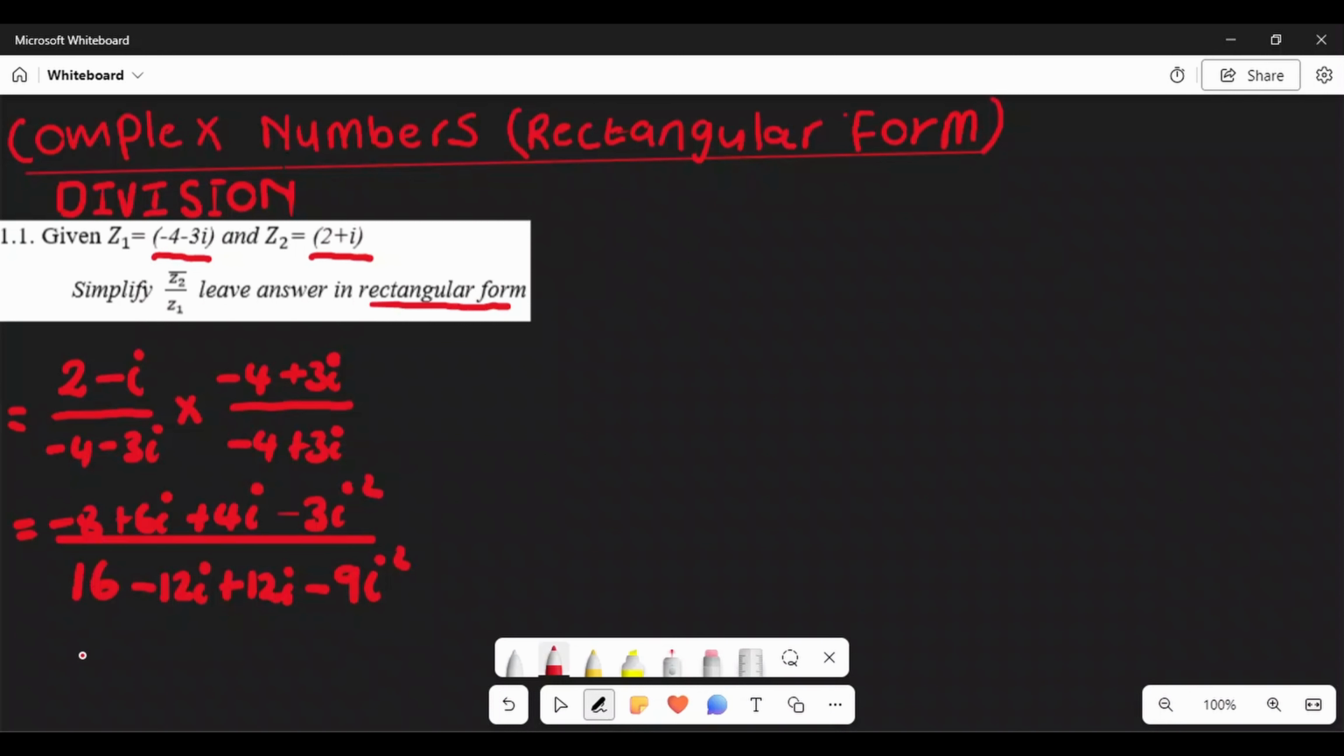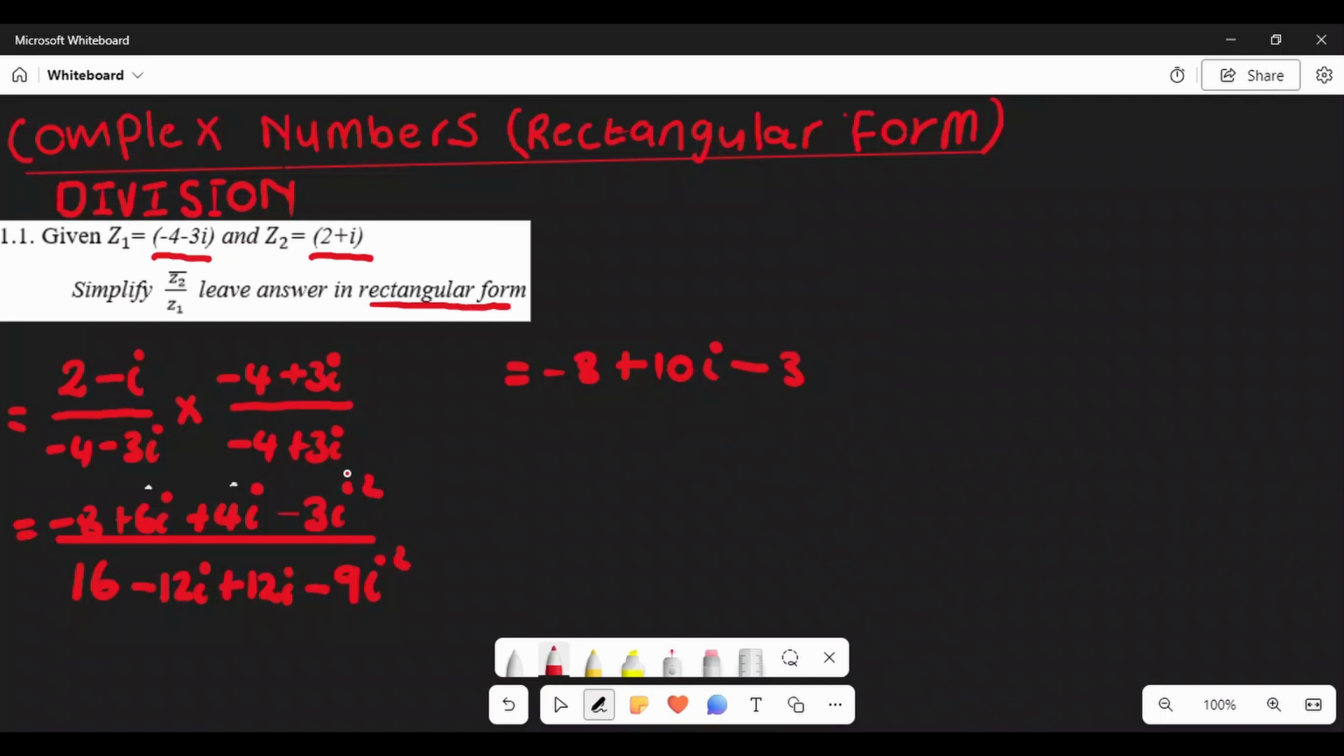Alright, so from here, I'm just going to continue from this side. You look at the numerators, you see we have 6i and 4i. These are like terms, so they add to each other. We're just going to continue and write our negative 8. What is 6i plus 4i? This is going to give us 10i. There we go. But then we're going to have minus 3.